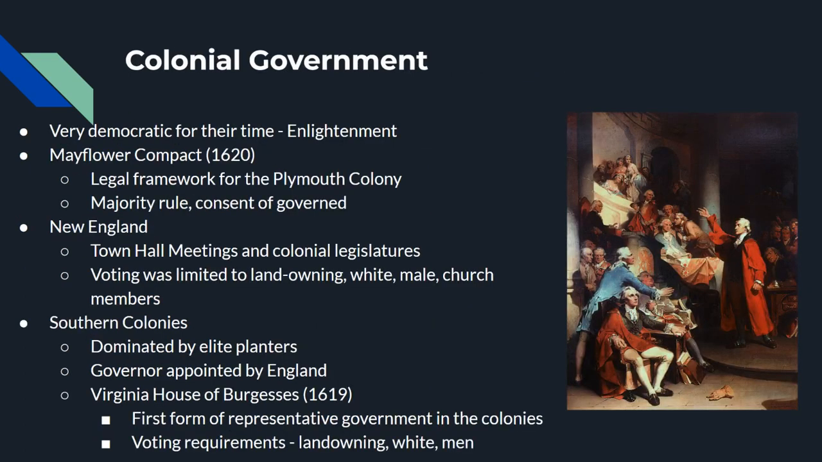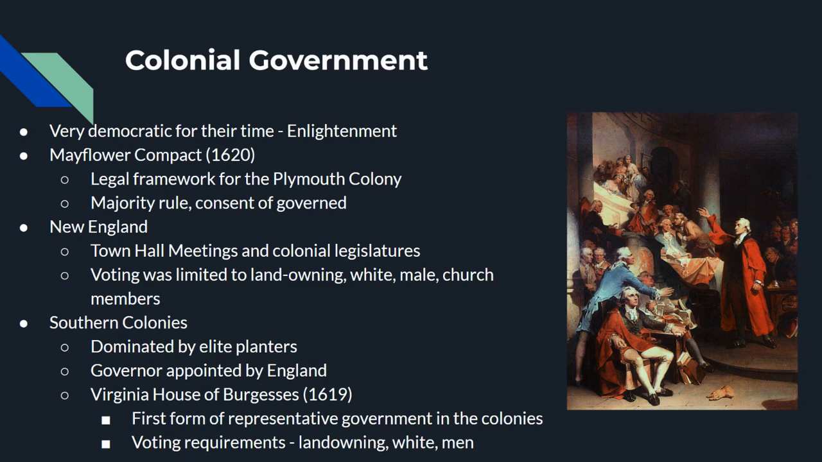All right, next and last of all, we're going to talk about the colonial government. And very important to know is that the colonial governments are very democratic for their time. And while we might not think of them as democratic for today, like women couldn't vote or people of different races couldn't vote, they're democratic for their time.